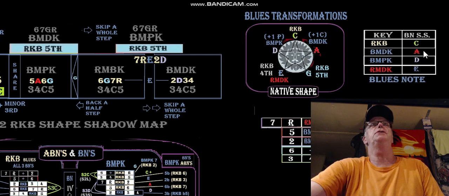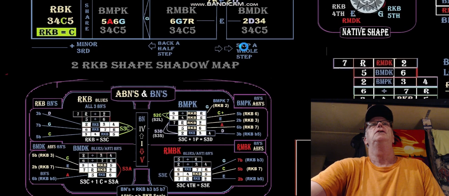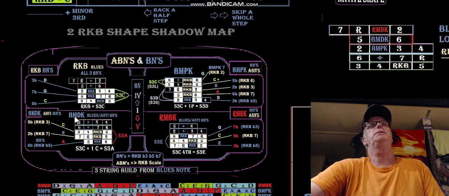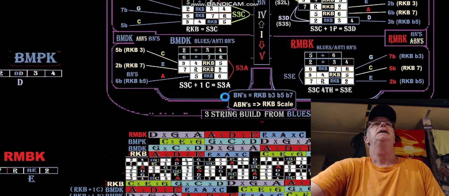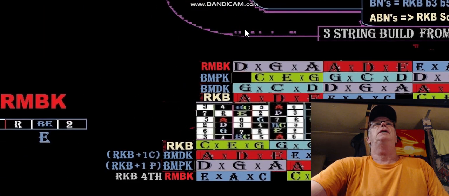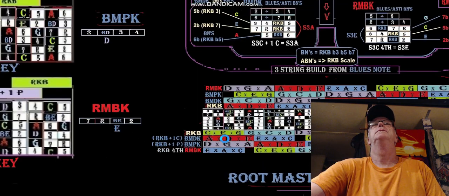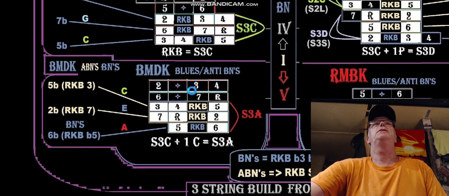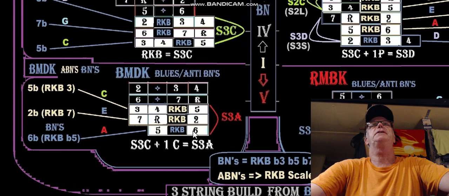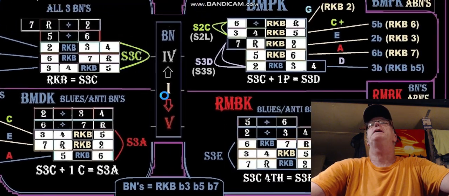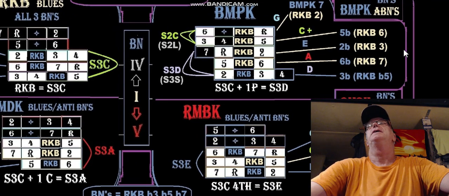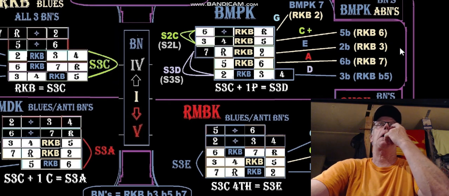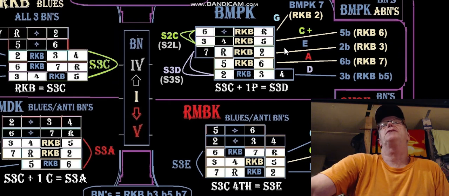diatonic key, the blues note is on the A. We'll come back over here. We've got the Blues Master diatonic key. The original blues note is right down here on the A string shape, the 5/6 string shape. Blues Master pent key, the blues note is on the D string shape there.